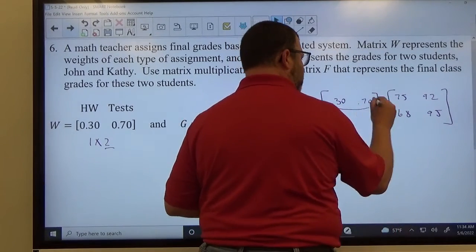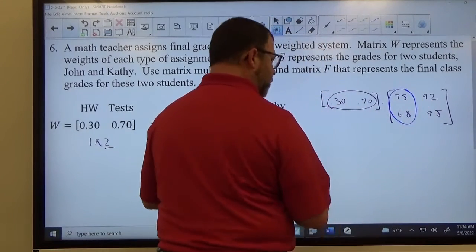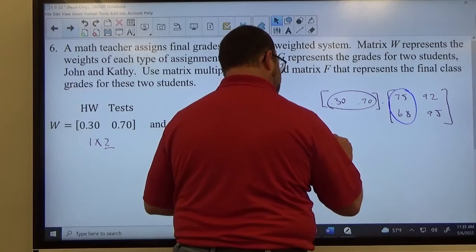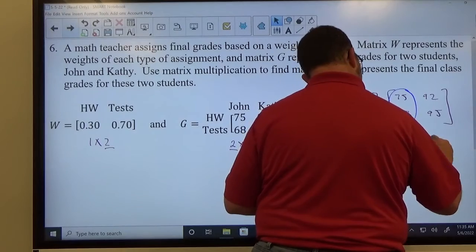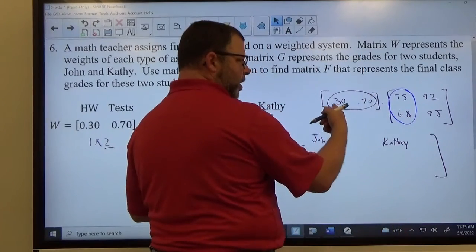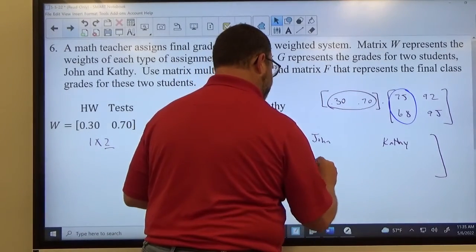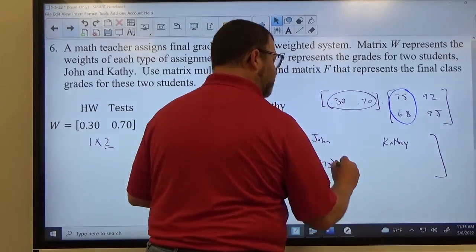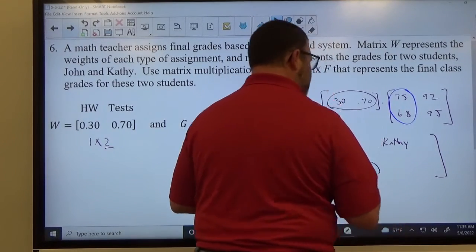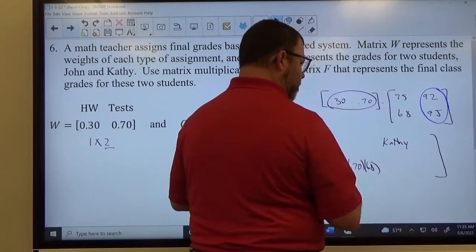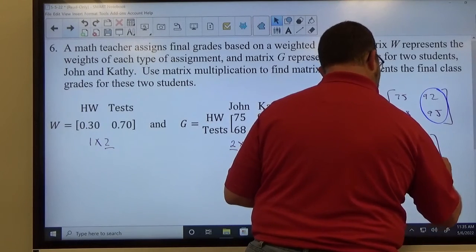And again, I'm going to take a row times a column. So, for John and Kathy, John's going to be this row times the John column, so 0.30 times 75 plus 0.70 times 68. Kathy is going to be 0.30 times 92 plus 0.70 times 95.